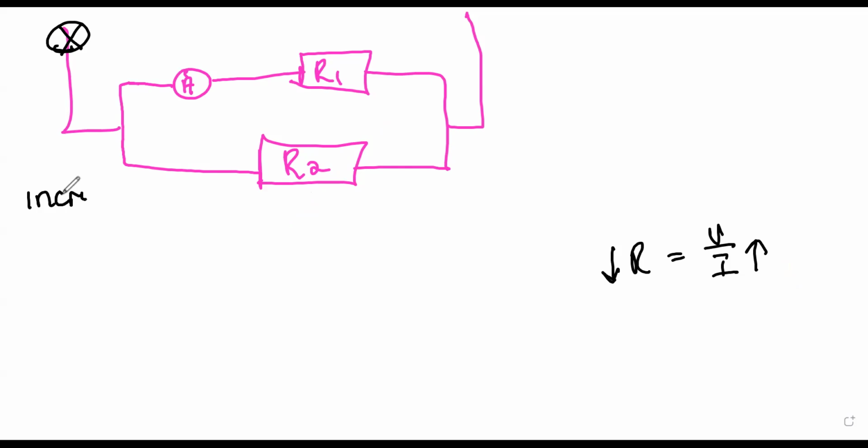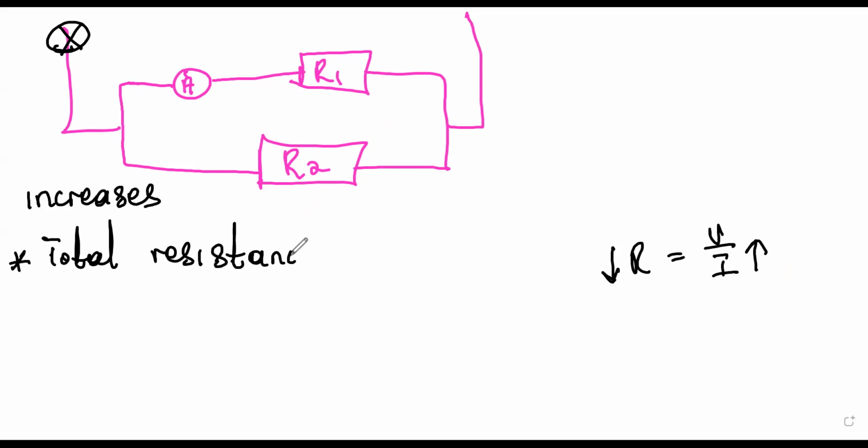So the answer is the reading on the ammeter increases. Why does it increase? Well, it's because the total resistance decreases. So that's the first thing you say. After telling us that the total resistance decreases, remember what I told you. Every time when you explain, try by all means to refer us to a principle. In this case, Ohm's law.